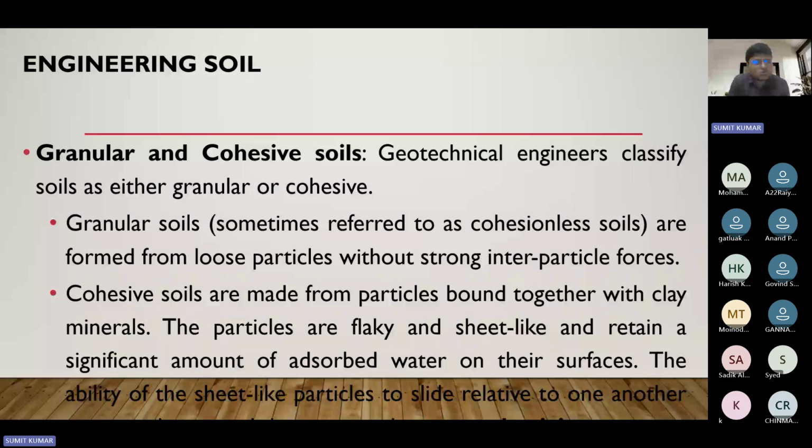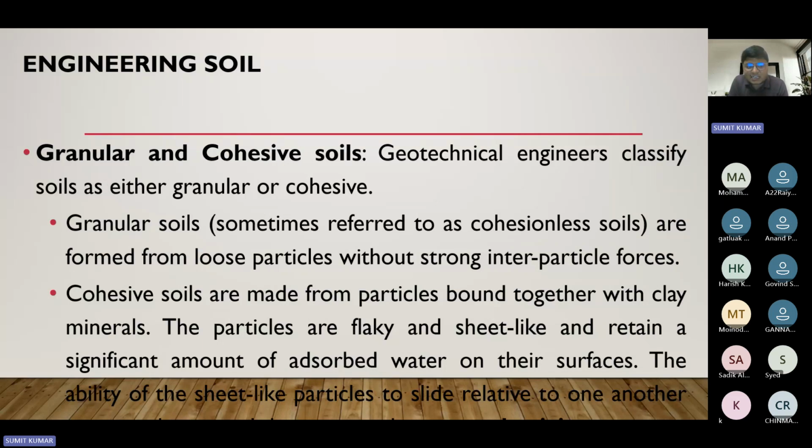Okay, so first of all, let's talk about the granular soil. Granular soil is sometimes referred to as cohesionless soil. Why? Because these are soils which have very little cohesion. One important point you need to understand is that cohesion and angle of internal friction have different characteristics from one another. First I will read this content, then I will add my own points.